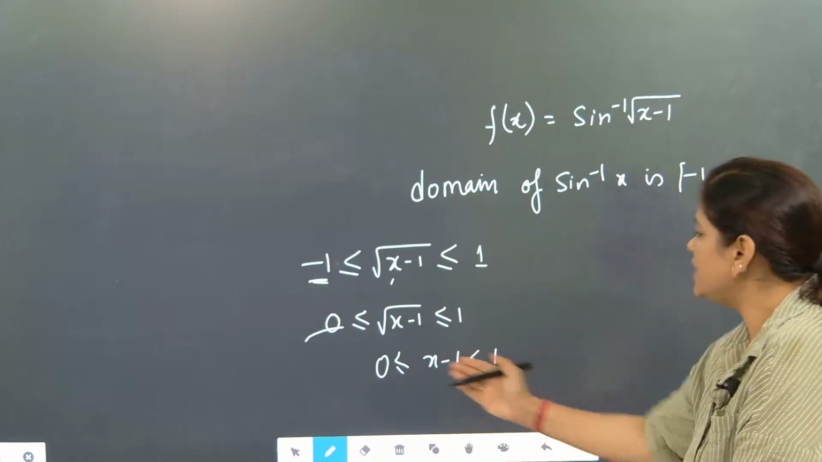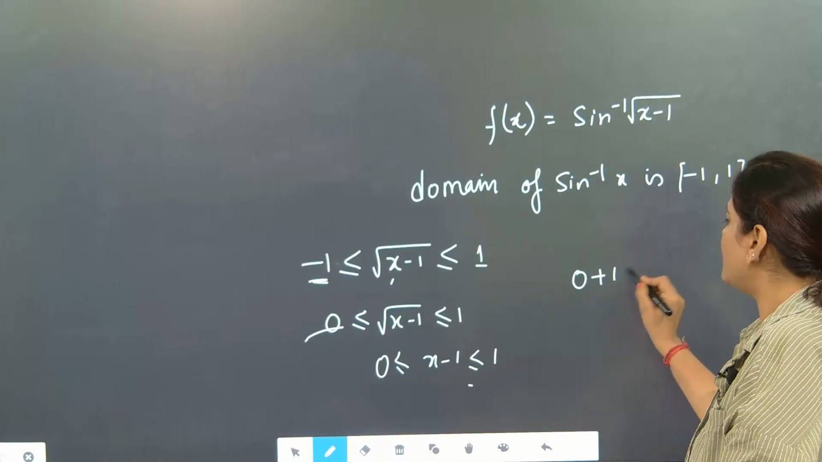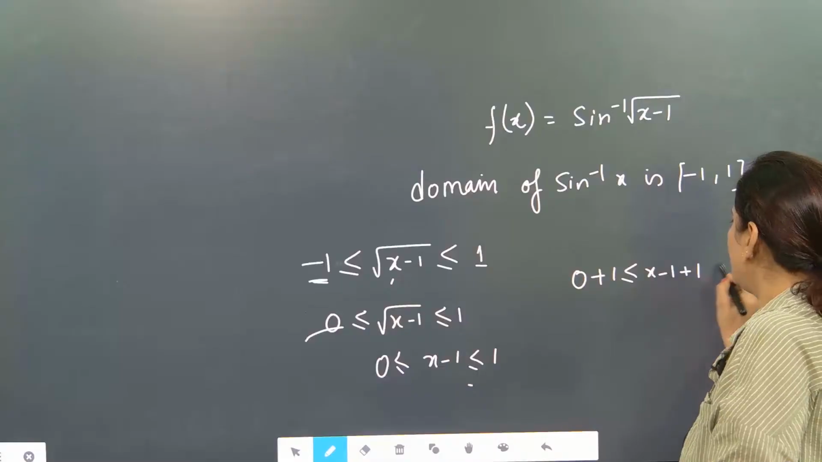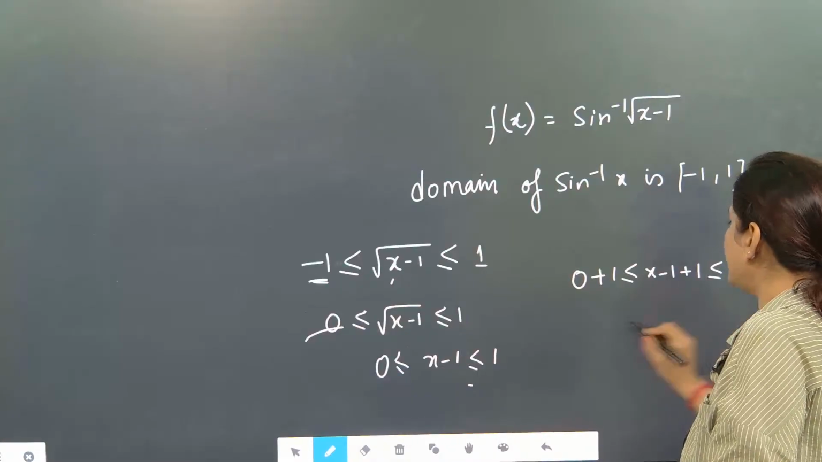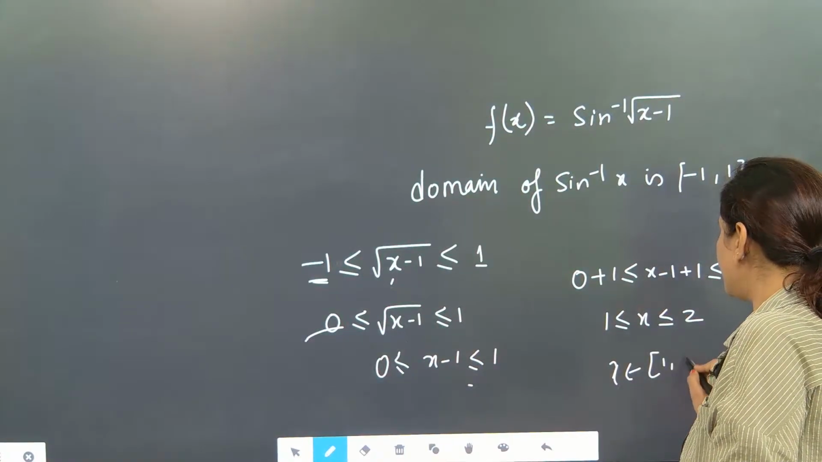Understood? Now you need to add on all sides. So add 1 on both sides. When you add 1 on both sides, the x value comes between 1 and 2. So x belongs to the closed interval 1 and 2.